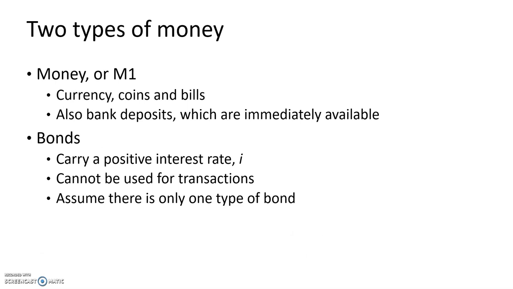2 types of money. Money, or M1, consists of currency, coins and bills, and also bank deposits which are immediately available. Bonds pay a positive interest rate i, but they cannot be used for transactions. In the real world, there are many types of bonds. However, for the time being, we will ignore this aspect of reality and assume that there is only one type of bond.